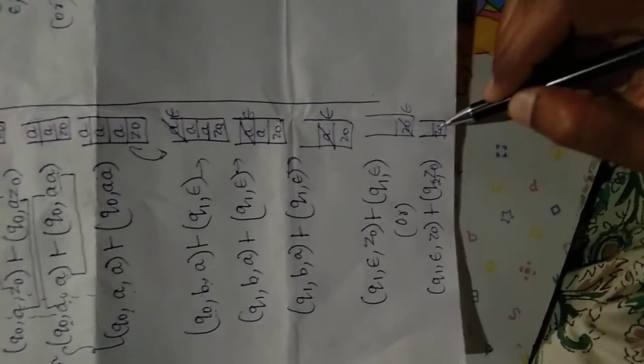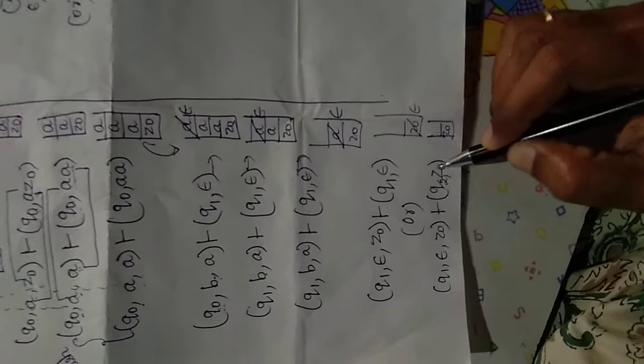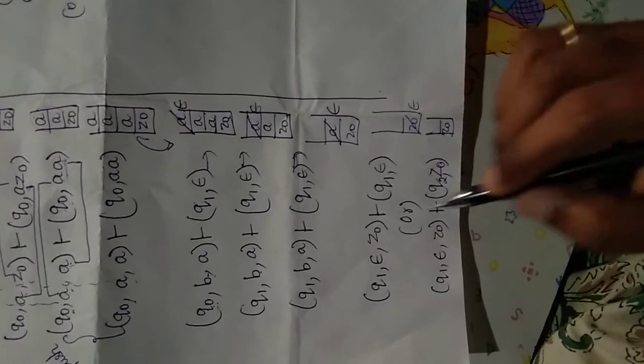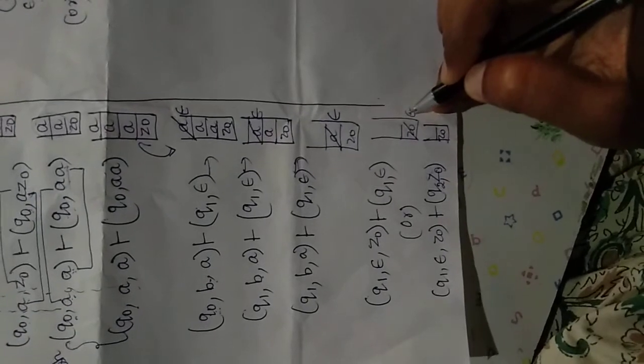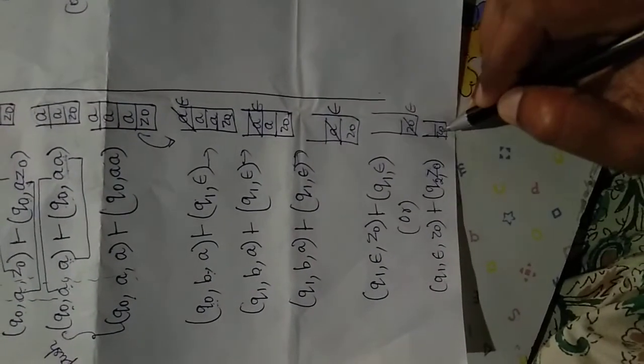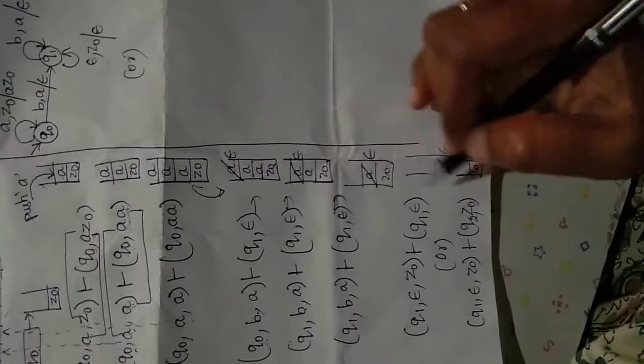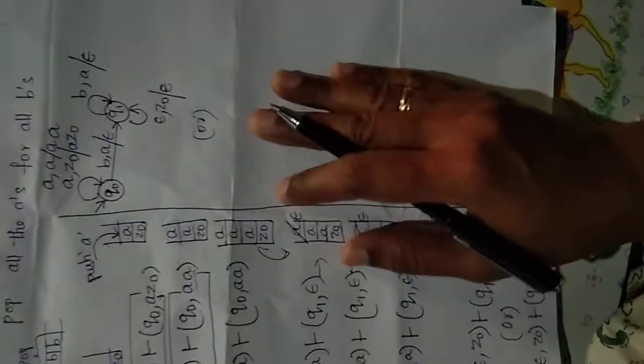So in that case, what is the top of the stack? You need to represent the top of the stack here. This is a stable case. Either this one or this one. Either you can remove the Z0 from the stack, in that case the stack is empty. Or you can place the Z0 as it is, like this. So in both ways you can accept the string here.